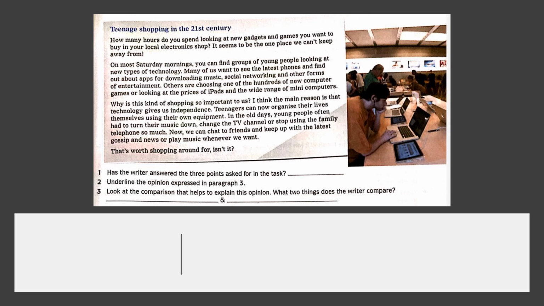Question number 2. Underline the opinion expressed in paragraph 3. We are going to find out which is the opinion expressed in paragraph 3. Question number 3. Look at the comparison that helps to explain this opinion. What 2 things does the writer compare? So we are going to find out what are the 2 things the writer compares in this article.